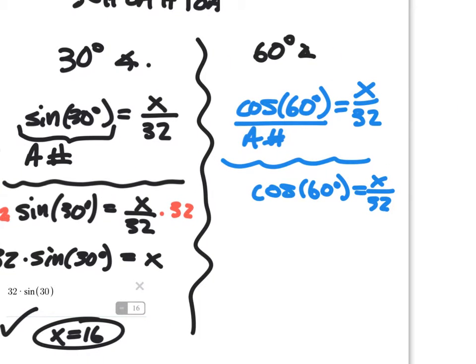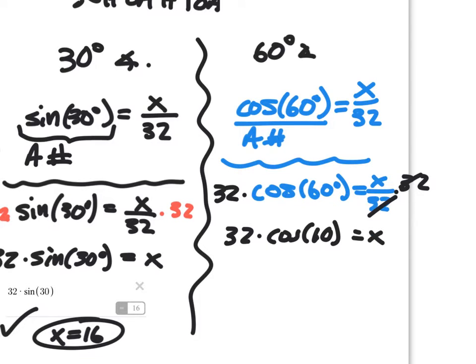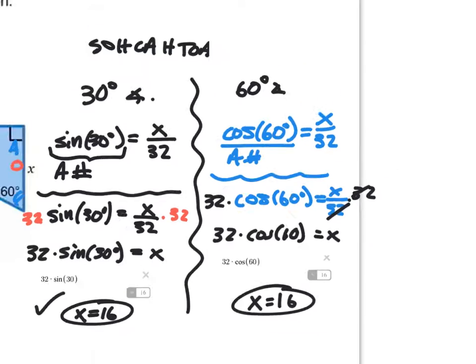I'm going to do the same thing. I'm going to multiply both sides by 32, and so I can isolate my x variable, so those divide out, and I get that 32 times cosine of 60 is equal to x. Now let's plug that into our calculator and see what we get. We end up getting the same thing, which is what we're supposed to get. We're solving for x. x has the same value. We get that x is equal to 16. And that's the idea.